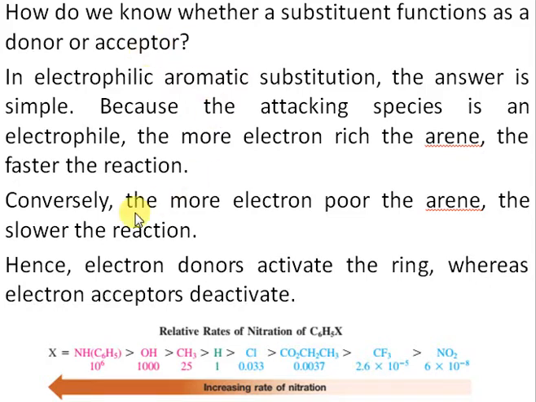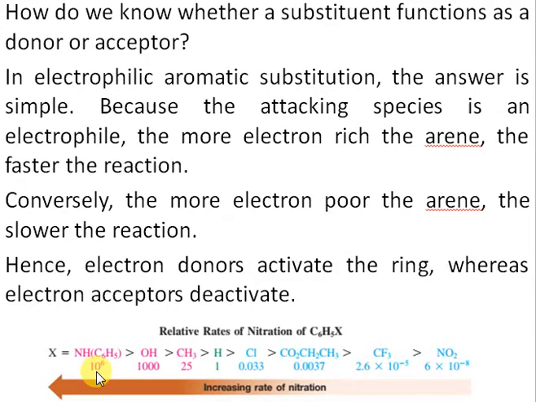So for example, just consider these different substituents. Here we have a secondary amine, a hydroxyl group, then a methyl, hydrogen, chlorine, and so on, and here we have a nitro group. You can see the nitro group has a relative rate of reaction of 6 × 10⁻⁸. So the rate of reaction is very slow. Since the rate of reaction is very slow, this group should be an acceptor, right? Because it's decreasing the electronic density, it's decreasing the rate of reaction. Whereas if you look at this N-phenyl amine, the rate of reaction is 10⁶. It's much higher, right? So this means this group is electron donating. Why is it electron donating? Because it's increasing the rate of reaction, right?